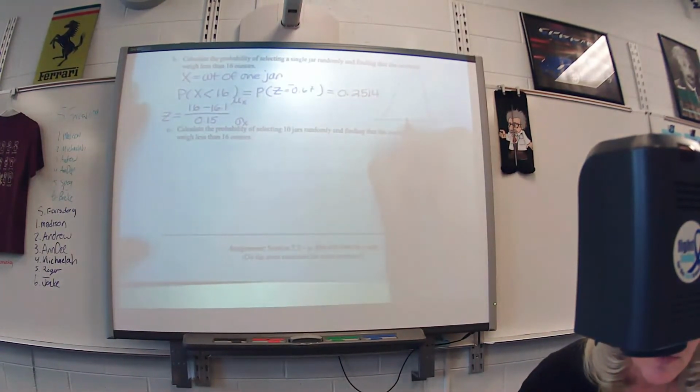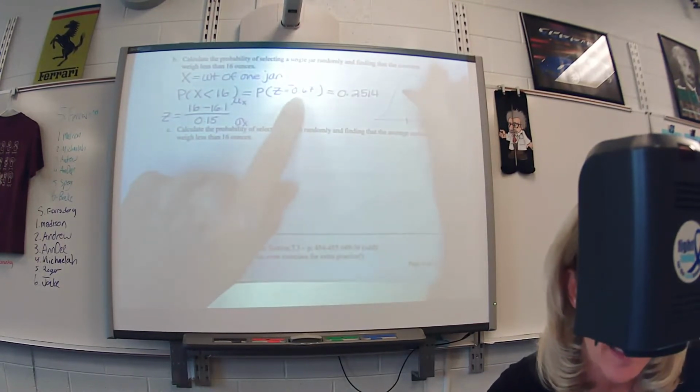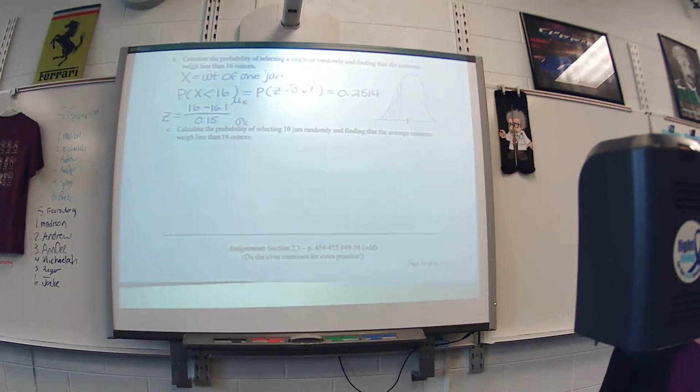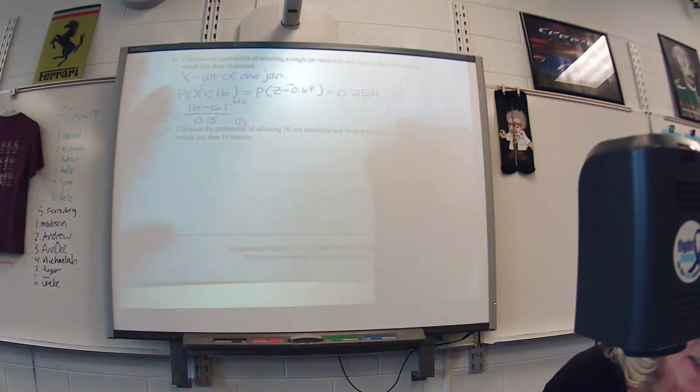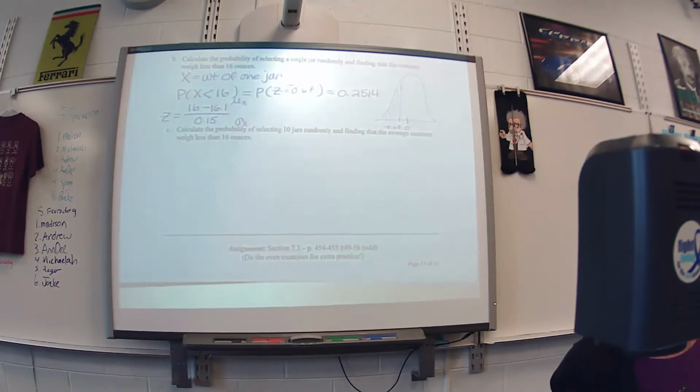You could draw this and say, if z equals 0 is dead center, I have a z-score of negative 0.67, which would be right about here. You just calculated that whole big tail right there. So this is z equals negative 0.67, and that's z equals 0.